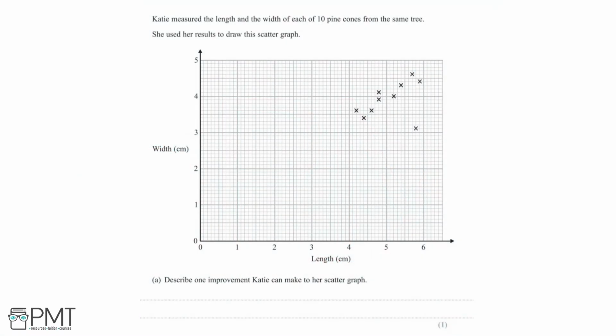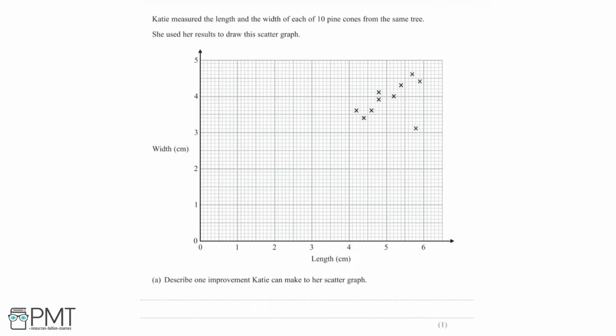In this question, we're told that Katie measured the length and the width of each of 10 pine cones from the same tree. She used her results to draw the scatter graph. In part A, we need to describe one improvement Katie can make to her scatter graph.